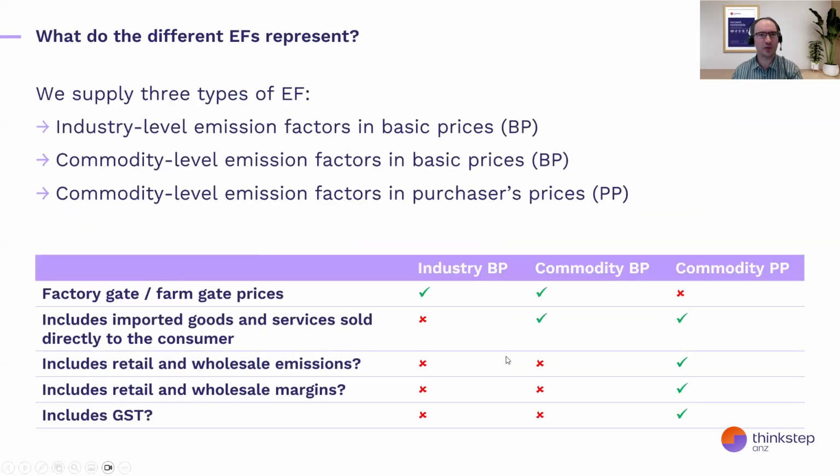So I mentioned before that there are different types of emission factors, and I just wanted to touch on that very briefly. Effectively, there's industry emission factors and basic prices. Those are effectively like farm gate, factory gate prices. They're best for financed emissions. Commodity emission factors are available in both basic prices and purchases prices. Basic prices are that farm gate, factory gate price. Purchases prices are at the retailer or wholesaler, wherever you buy from. They include all the margins, taxes, other things that are being factored in there, and also the additional emissions associated with getting things to wholesale and retail.